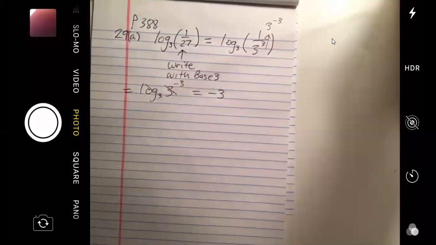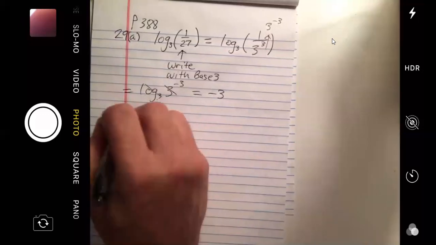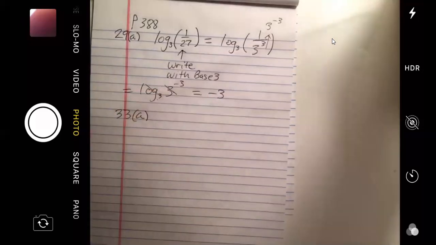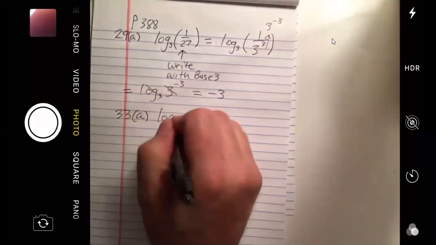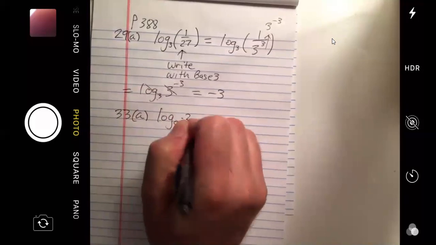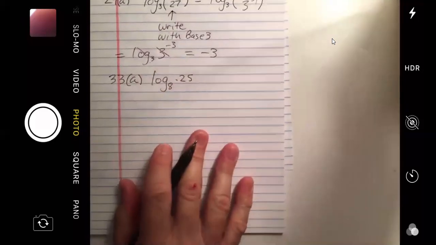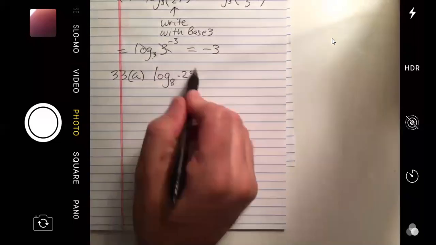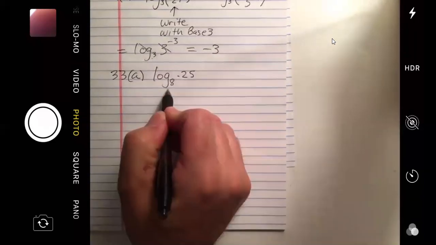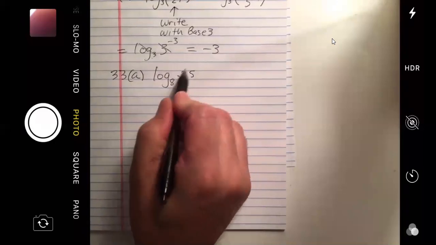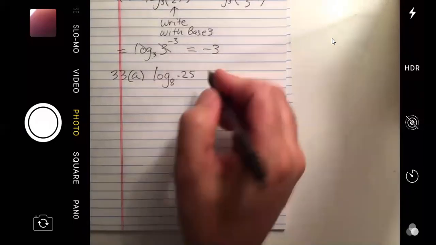Another tricky one is 33a. It has log base 8 of 0.25. This one is a bit tricky, but it's just a matter of, again, trying to work your way back to a base 8. I don't know, it isn't obvious right at the start. So you just kind of write in things you know.